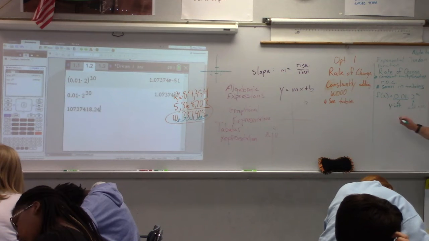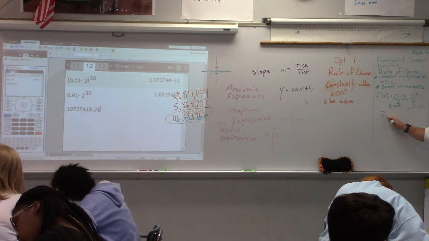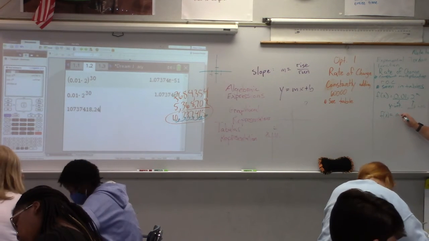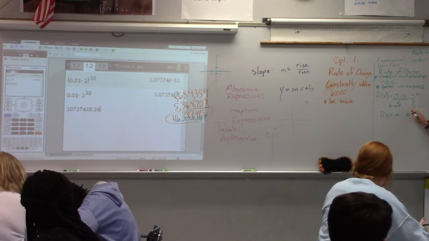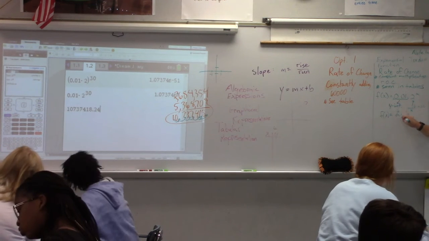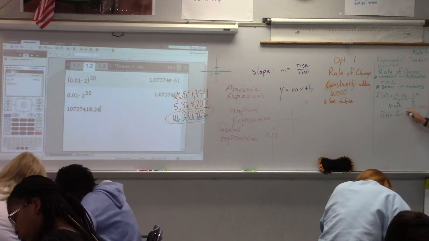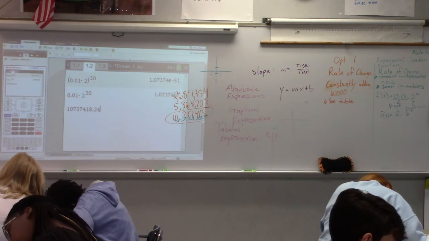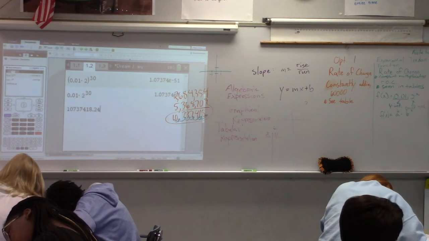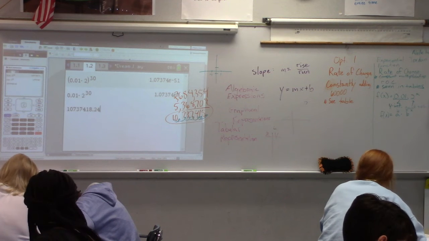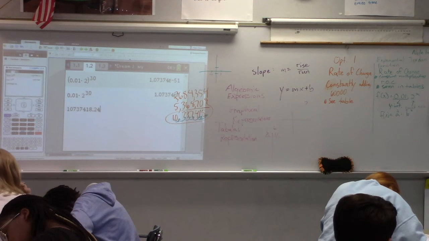Okay, so the general form that you want for exponential functions is a times b raised to the x. Again, a is that y-intercept. This b here, the base, is your multiplicative rate of change. And the variable x is your input variable.